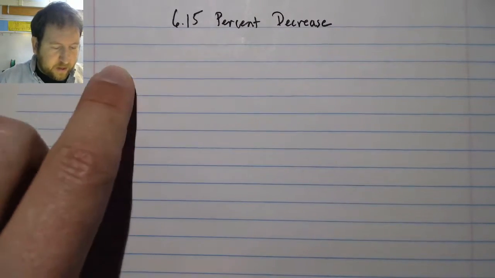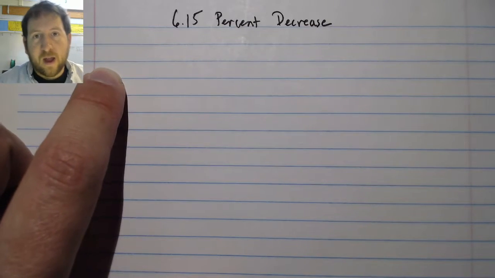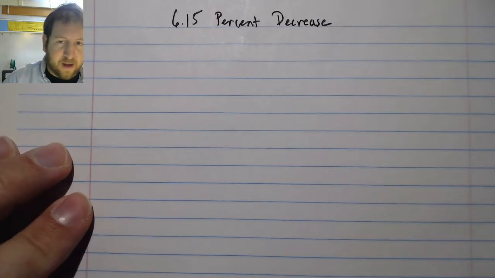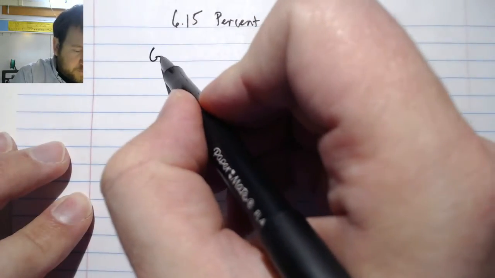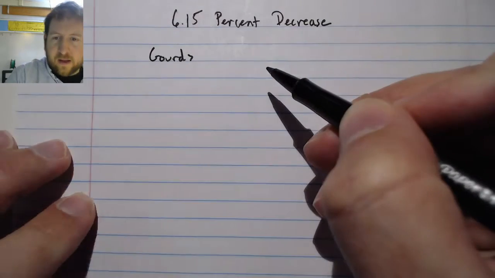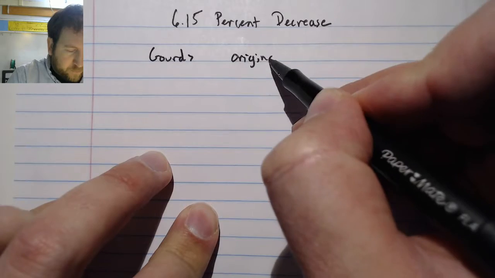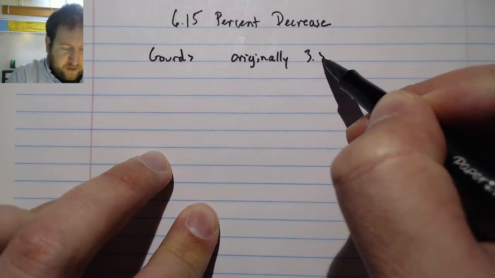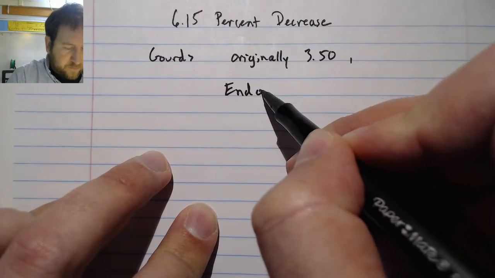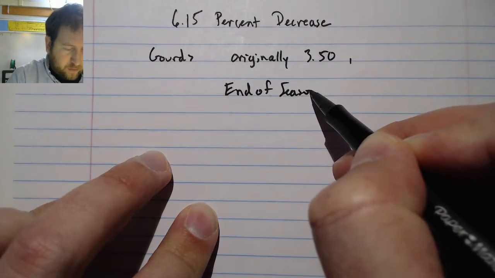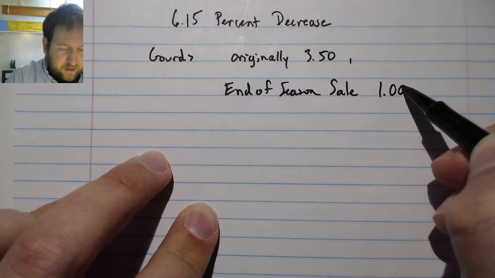All right, in this case, this section is actually incredibly similar to section 6.14, so I don't blame you for not spending a lot of time on it. But in this case, we're going to look at a store that has some gourds. And these gourds were originally $3.50, but an end of the season sale has them for $1 instead.